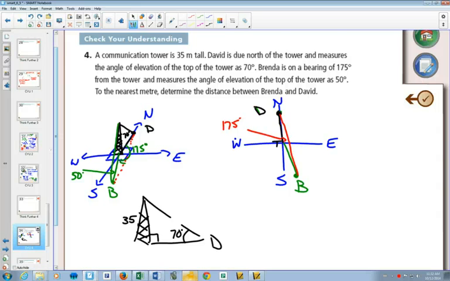That's one triangle we can draw. That's the black one. We also can draw the green triangle. Again, there's the tower. We've got Brenda. Her angle of elevation is 50, right? And the tower is still 35 meters tall, and it's still at a 90 degree. We assume that it is straight up and down.